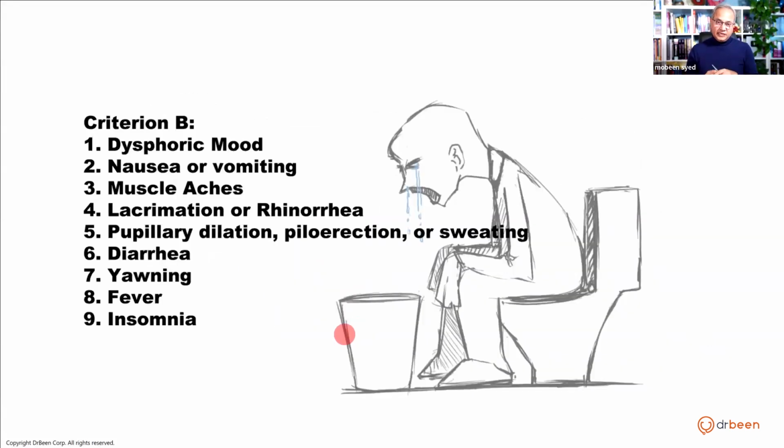So the total criteria, once more, we're done with criterion B and its parts: dysphoric mood or unhappiness, sadness, nausea or vomiting, muscle aches, lacrimation or rhinorrhea, pupillary dilation, piloerection or sweating, diarrhea, yawning, fever, insomnia.